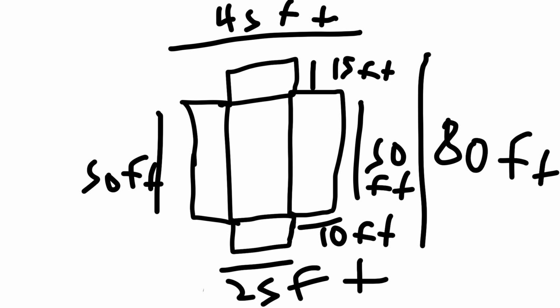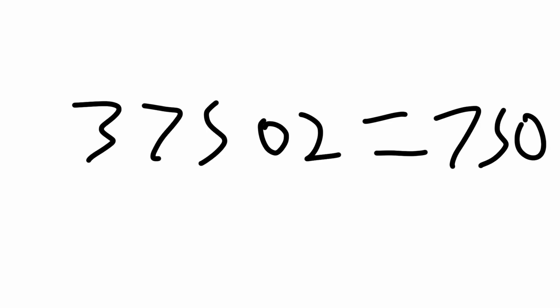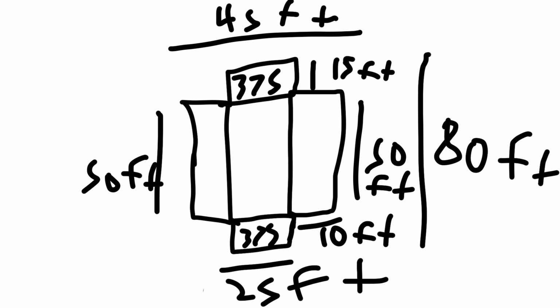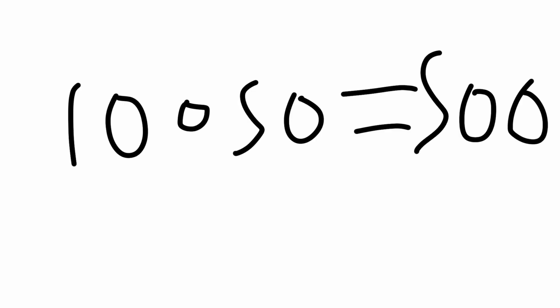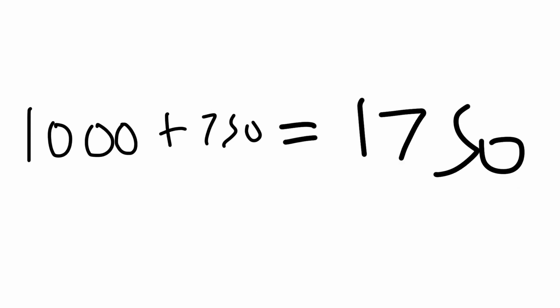Okay, so now that we have all the dimensions, let's add all of them up. So first, we'll calculate the area of the middle walls. So we'll do 15 times 25, and then we have our answer, multiply by 2 for the two walls, done. We do the same for the side walls, 10 times 50, multiplied by 2, boom. Add them all up, and we get our answer.